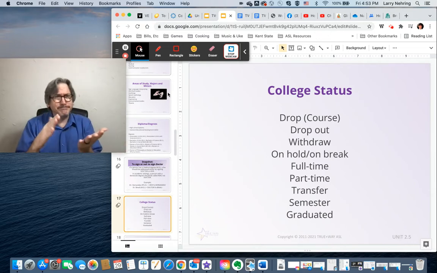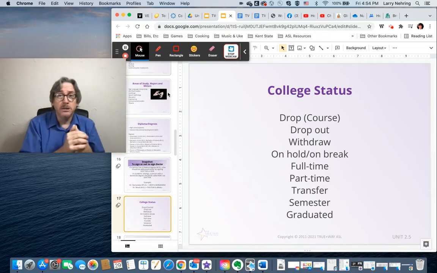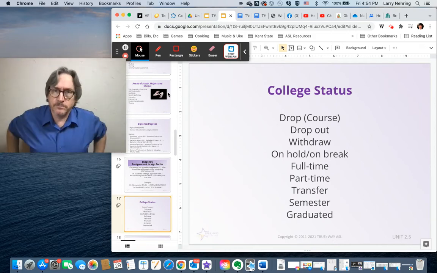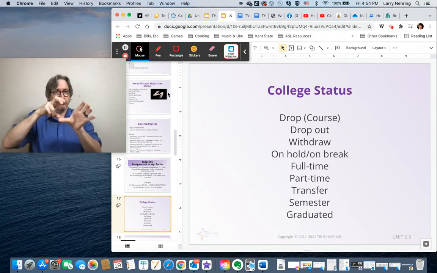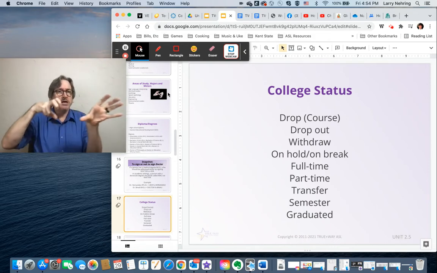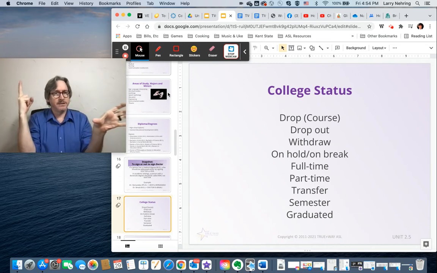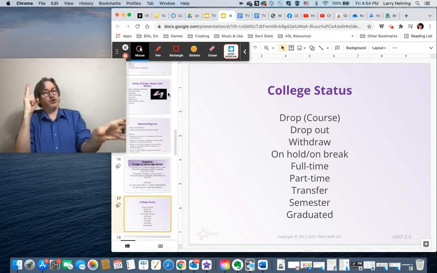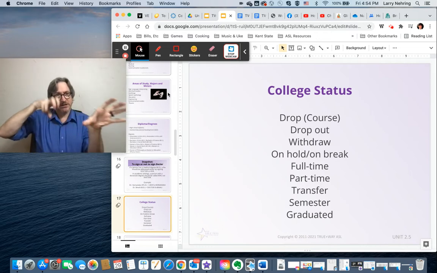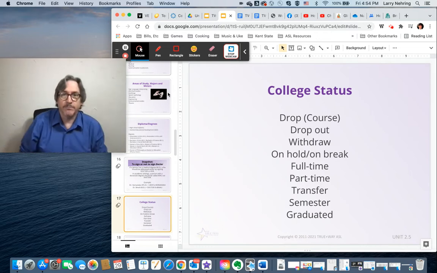So, college status. You can drop a course or take a course. Drop, take. You can drop out, withdraw. There's another sign for that too. It's similar to quit. So you can quit school, or you can choose to step out. This seems like there's always that possibility of jumping back in.